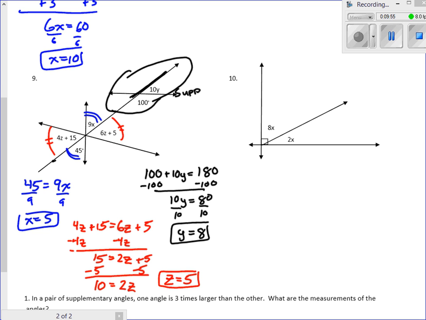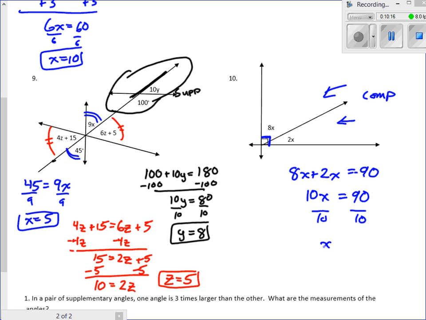And then finally with number 10, there's that right angle again, which tells me these two things are complementary. So 8x plus 2x equals 90. So combining like terms, 8 plus 2 is 10. So 10x equals 90. Divide through by 10, which means x equals 9.